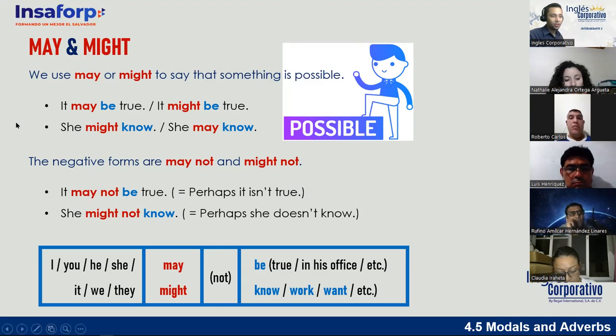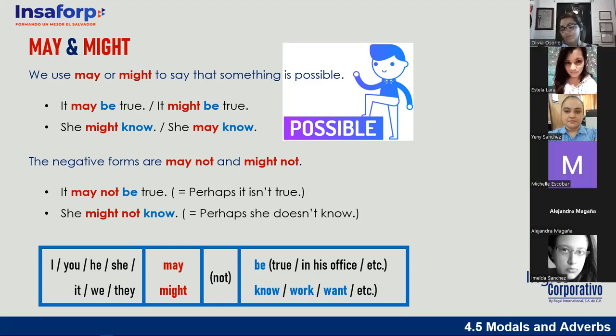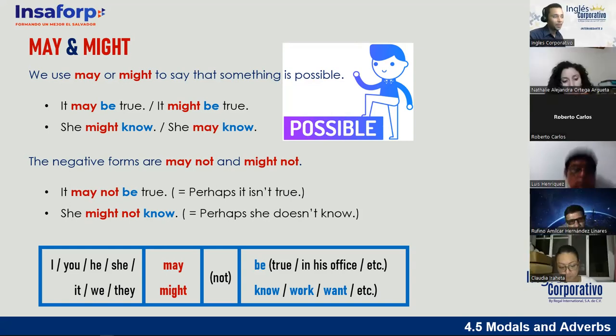Okay, before we continue, let's see how many people do we have. There's Natalie, Roberto Carlos, Luis Enriquez, Rufino Amilcar, Claudia Iraeta, Olivia Osorio, Estela Lara, Jenny Sánchez, Michelle Escobar, Alejandra Magaña, and Imelda Sánchez. Everybody, welcome.